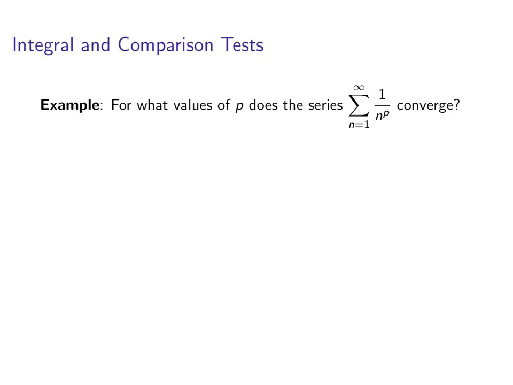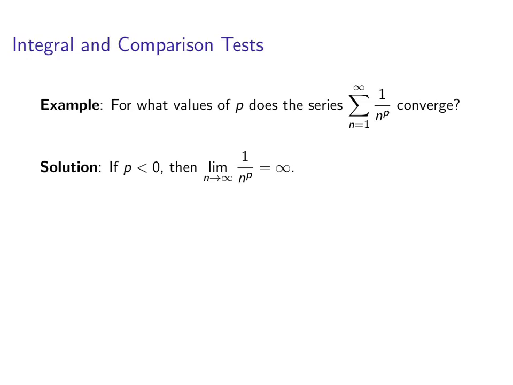Hello, calculus fans. Let's take the series where we're summing from n goes from 1 to infinity of 1 over n to the p, and we'd like to know for what values of p does this series converge. Now p can be any number we like, so we're going to try different values of p and see what we get.